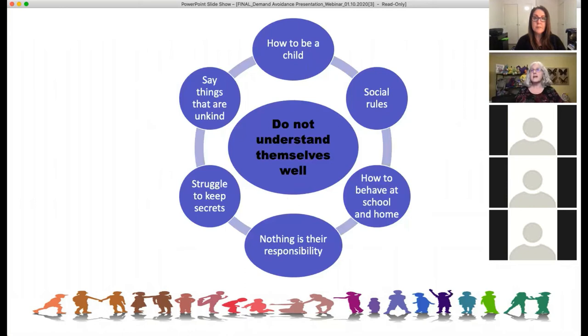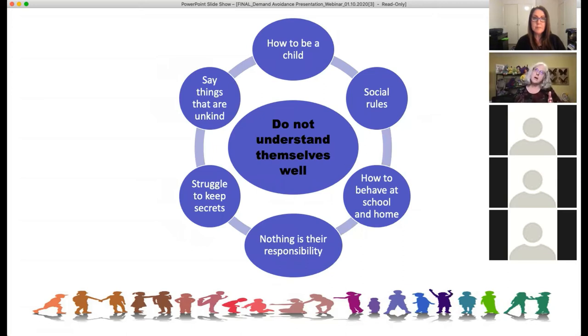Okay, they don't understand themselves well. So often they have either a real or perceived sense that they don't have the skills that they need to do their everyday well. They just don't know how to do things. They don't know how to behave at school. They don't know how to behave at home. They don't know how to behave socially. They're so anxious about following the rules. They say things that are totally inappropriate.